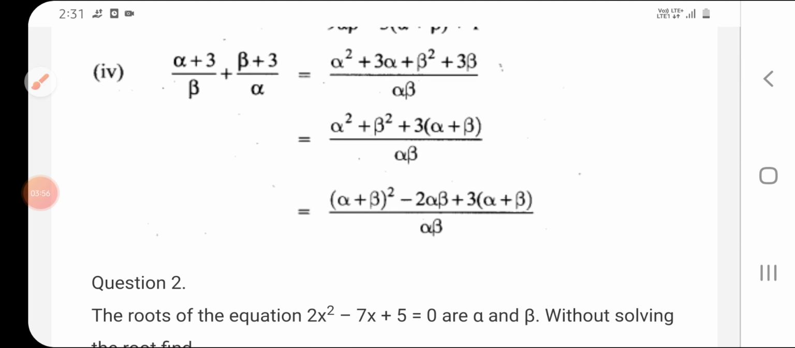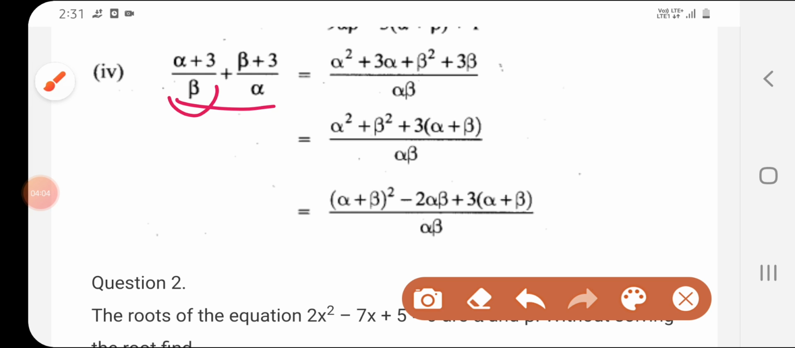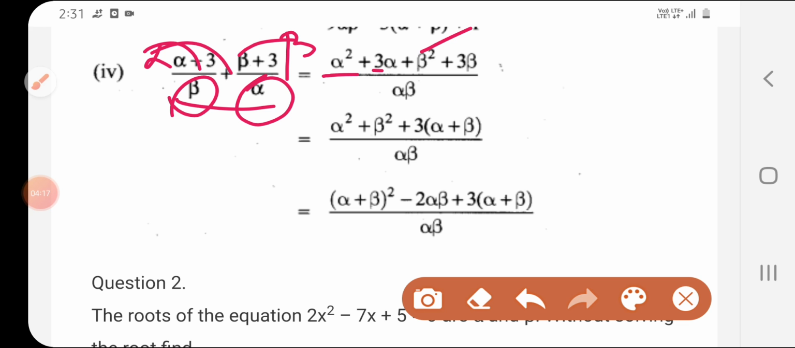Next subdivision 4, alpha plus 3 by beta plus beta plus 3 divided by alpha. Now here we know that the LCM is alpha beta. Here we have beta only, so we have to multiply by alpha. So alpha into alpha, alpha square, 3 into alpha, 3 alpha. Same as here, we have alpha, so we need to multiply by beta, beta into beta, beta square, 3 into beta, 3 beta.